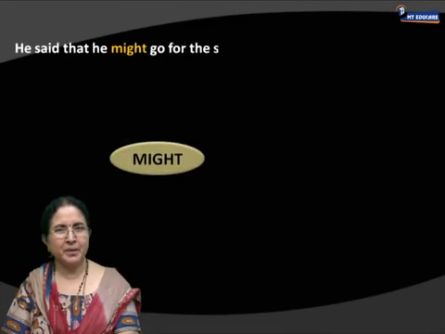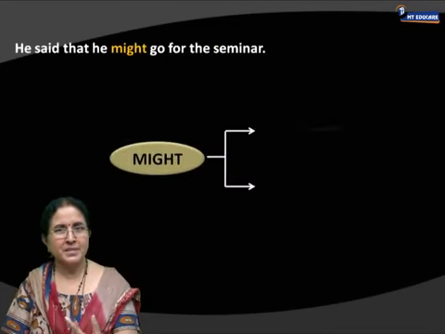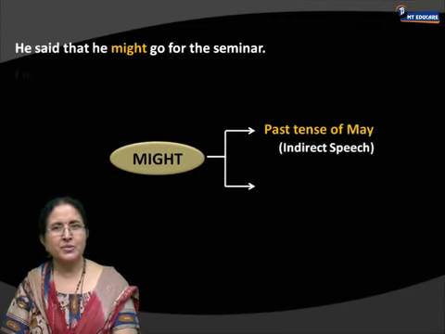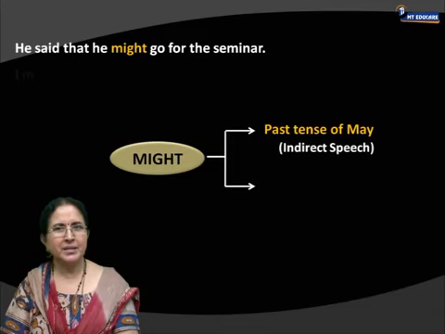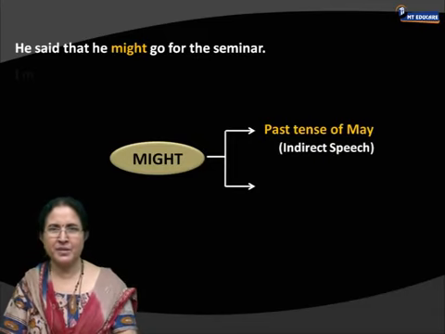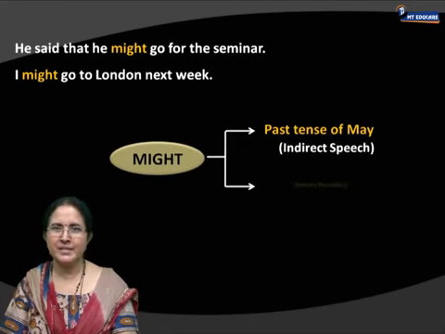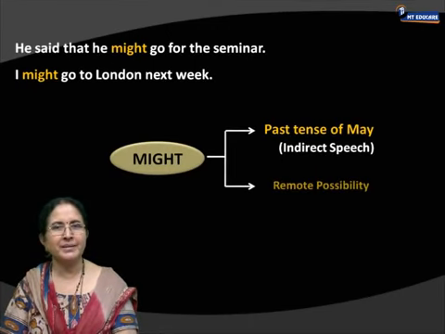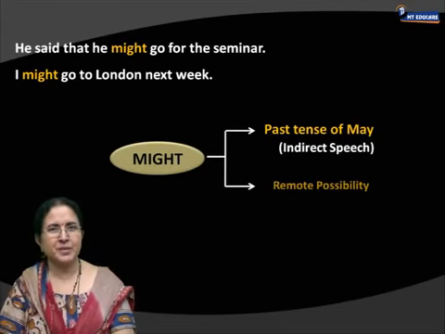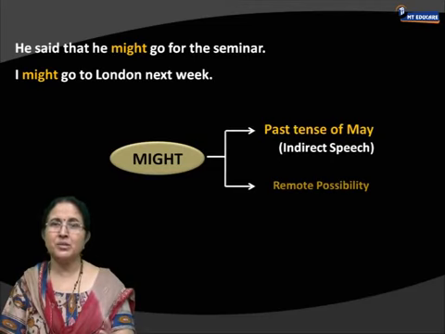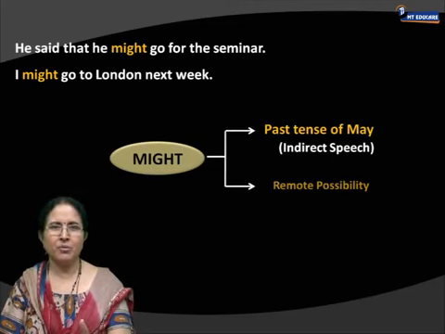Next, we have got might. May and might are a pair. Past tense of may is referred to as might. So in indirect speech, he said that he might go for the seminar. Past tense of may, indirect speech. And see the second one. This is a remote possibility. Same word, very different. I might go to London next week. You are not very sure whether you are going to London, but you think of a possibility. It is next week. So you say, I might go to London next week. See the clear difference. Again, nothing to learn by heart. He said that he might go for the seminar. It's a past tense. He may go, might go.